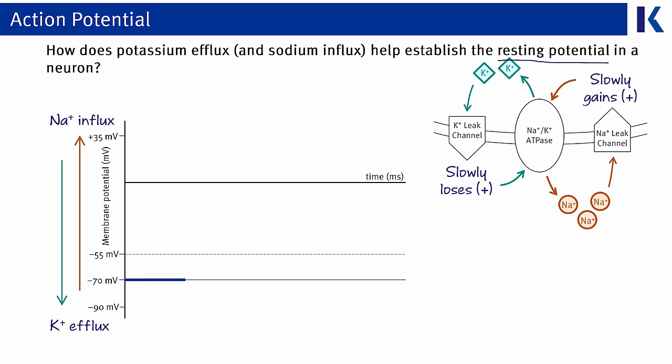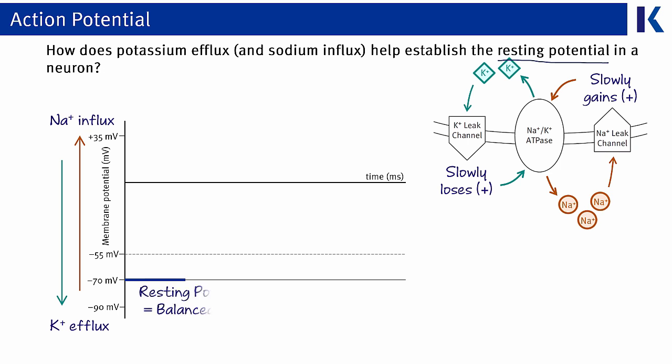There must be many more of these potassium leak channels since the overall resting potential is driven so squarely in the negative direction. But it's important to recognize that there are actually a lot of ions that play a role in establishing the resting potential. Sodium and potassium are just two of the major ones.